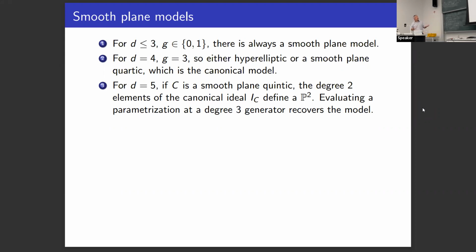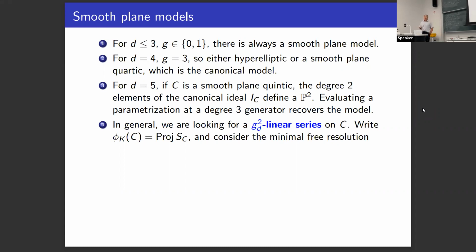So either we have a hyperelliptic curve or we have a smooth plane quintic, where we have degree 2 elements and one degree 3 element in our ideal. So the degree 2 elements give us a P2, and the parameterization we can use to find the smooth plane model. So just parameterize the degree 3 generator.